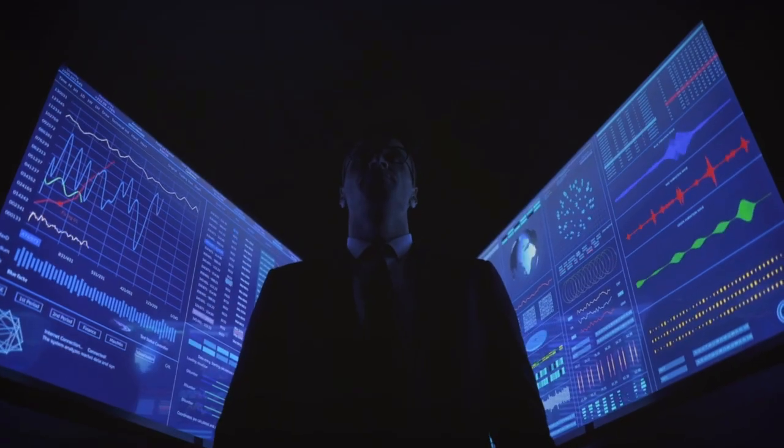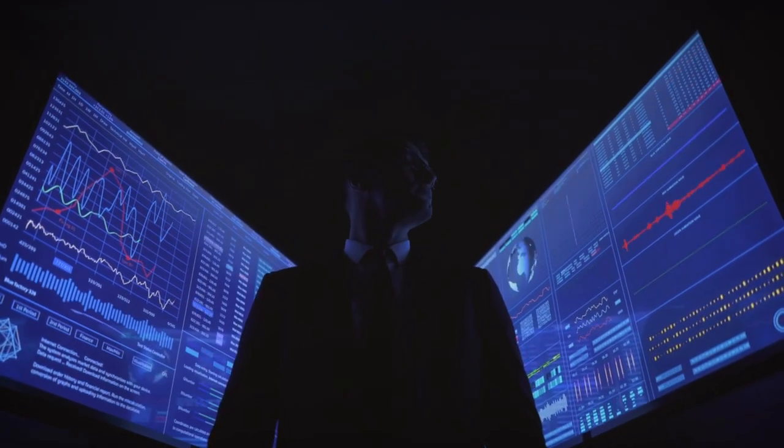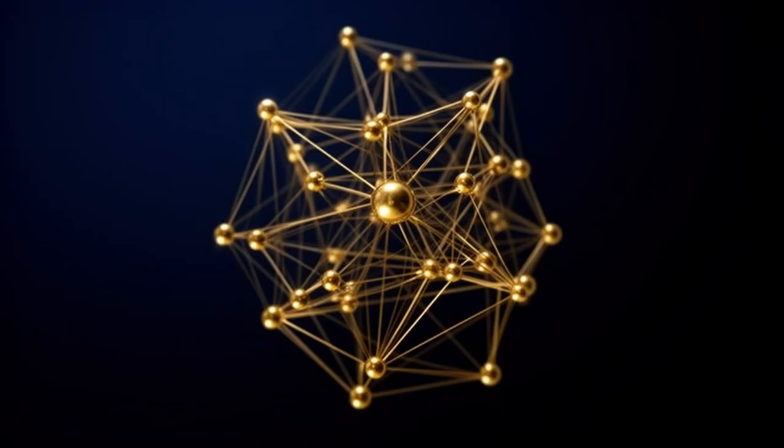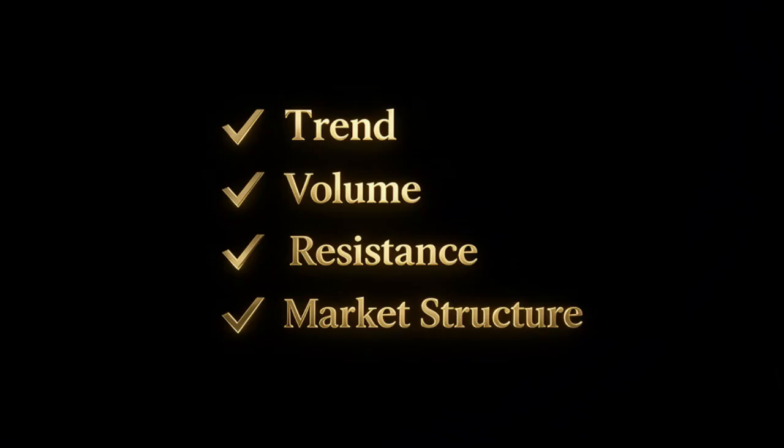This is why professional traders do not panic when RSI reaches high levels. Instead, they study the broader context. Trend, volume, support, resistance, and market structure. RSI becomes one piece of evidence, not the entire decision.